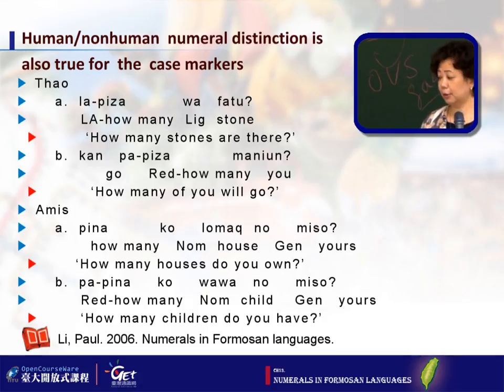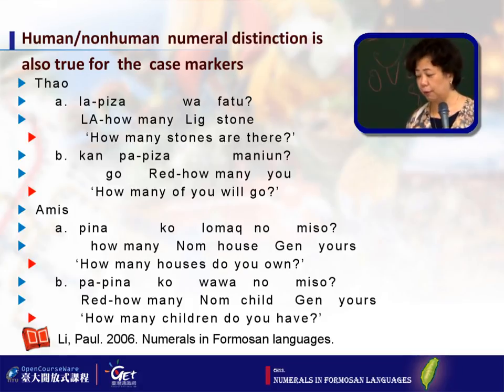their numeral nouns. Okay, so human and non-human refers to nouns like this. This is non-human because stone is not animate. Also in Amis, for example, in this case you are talking about house, so you have a nominative marker, go. But here, children, you also assume the same nominal marker, but in the numeral system you are using different markers. For this, you would have the ba prefix. But for this one, when you are talking about houses, which is non-human, you don't have any marking.